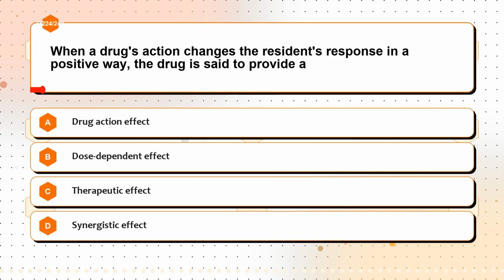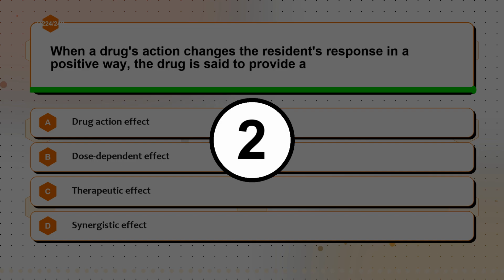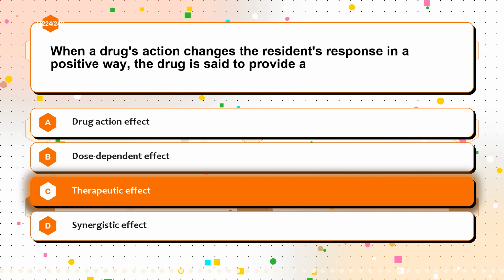Question 224. When a drug's action changes the resident's response in a positive way, the drug is said to provide a. Here are the options. Option A, drug action effect. Option B, dose-dependent effect. Option C, therapeutic effect. Option D, synergistic effect. The correct answer is option C, therapeutic effect.